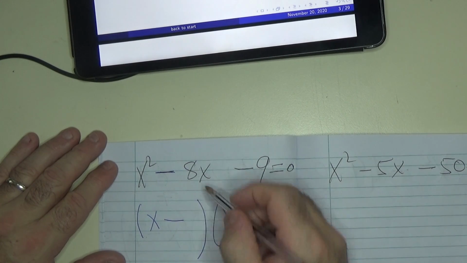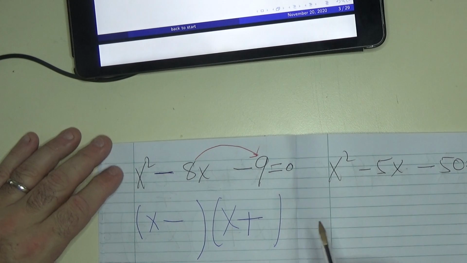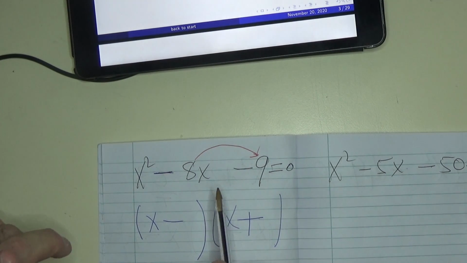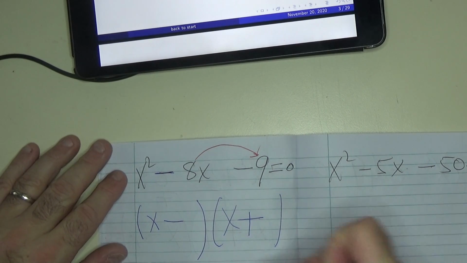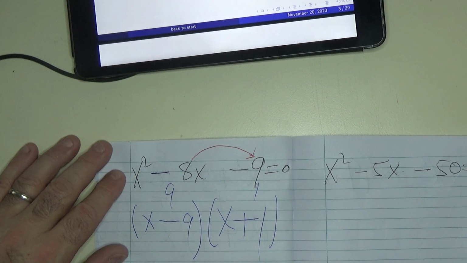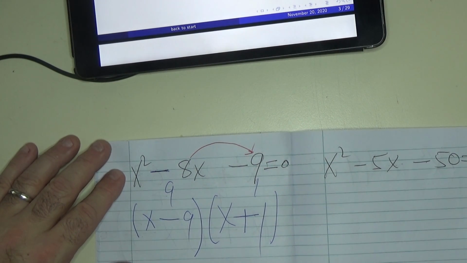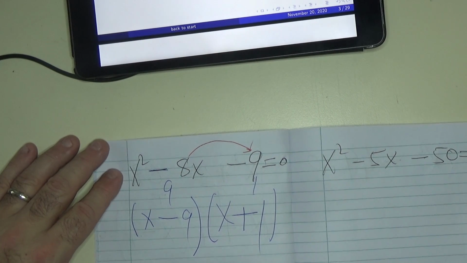Now, two numbers, and here we are, 8 and 9, so it's obvious that two numbers multiply to 9 and subtract to 8. Remember, subtract to 8. So it's 9 and 1. 9 goes in, 1 goes in. x minus 9 equals 0, x plus 1 equals 0. x equals 9 or minus 1.